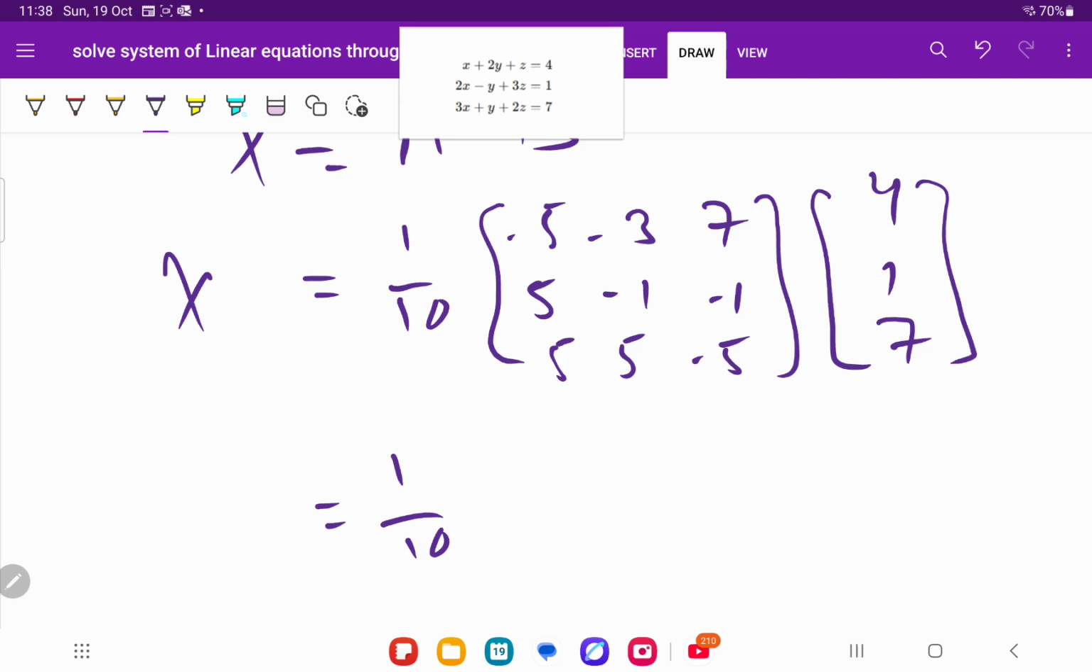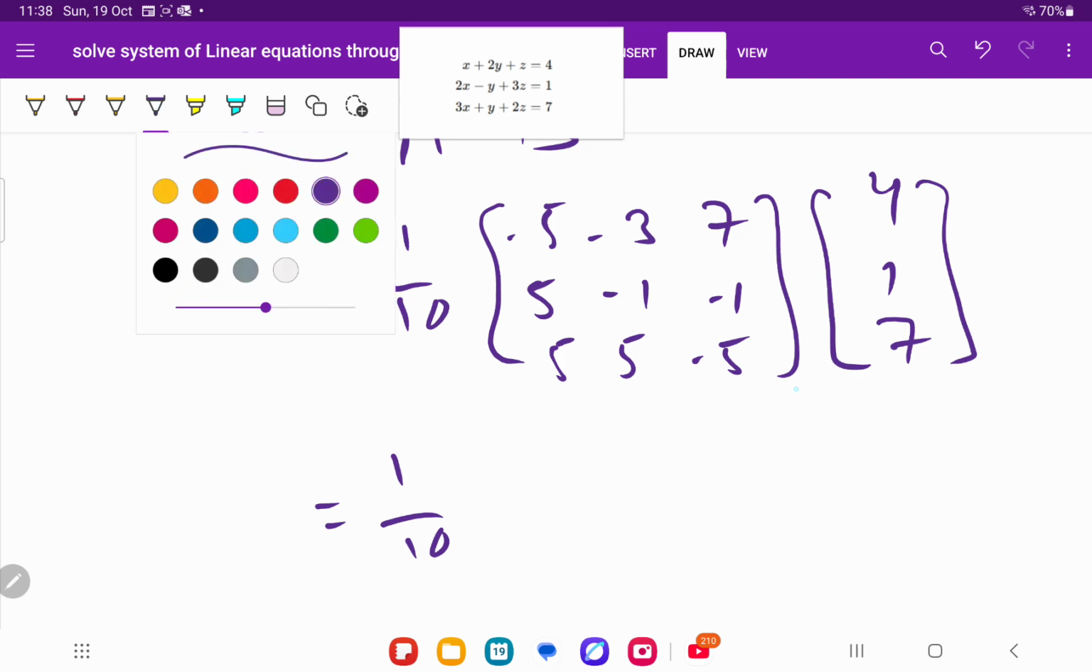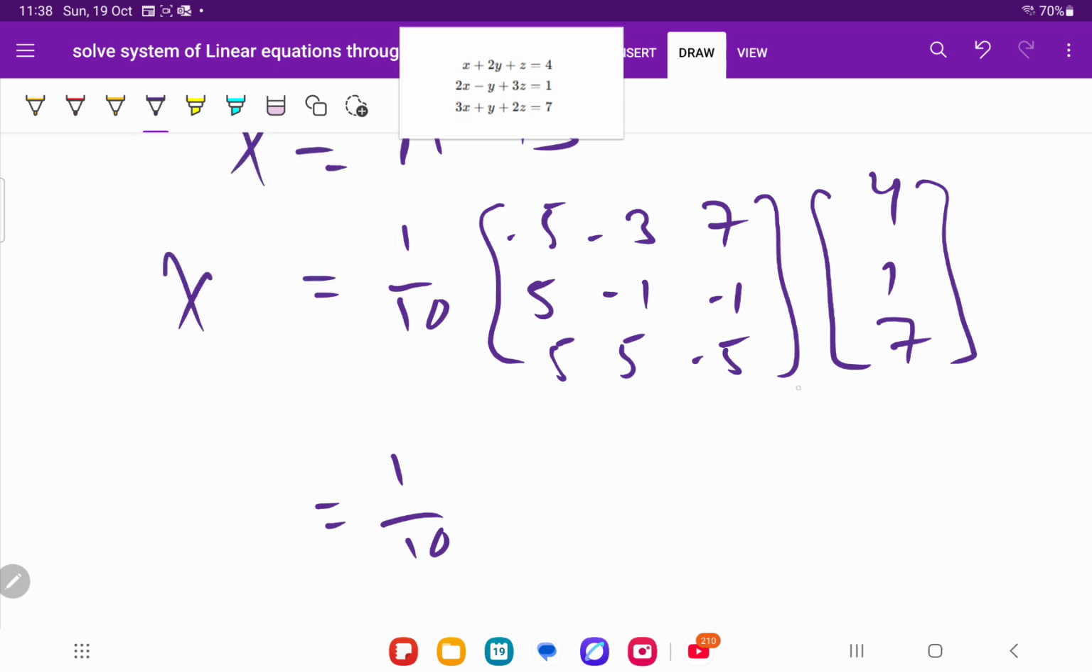Now you have to check the condition. How many rows and columns do we have? 3 rows, 3 columns. How many rows do we have here? 3 rows and 1 column. So what is the condition? The number of columns in A must be equal to the number of rows in the second. So it means the multiplication is possible. So now we multiply row with column.